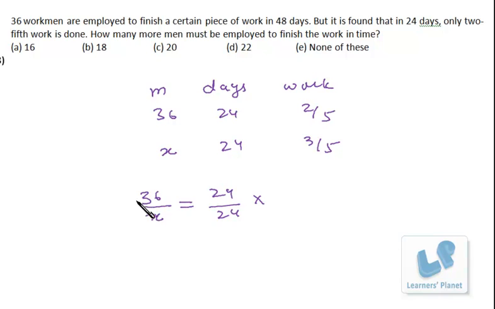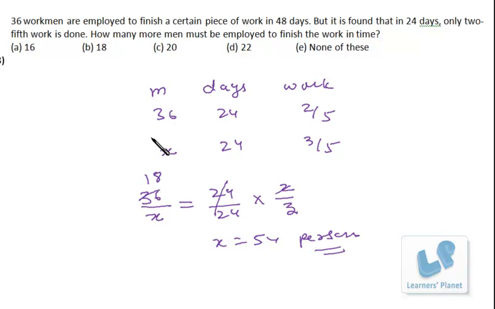If I write men in this order, from top to bottom, that is 36 by x, the same way I have to write the work. So this 5 will get cancelled. What I can do is 2 by 3. Now simply I have to calculate the value of x. So x is 54 persons.